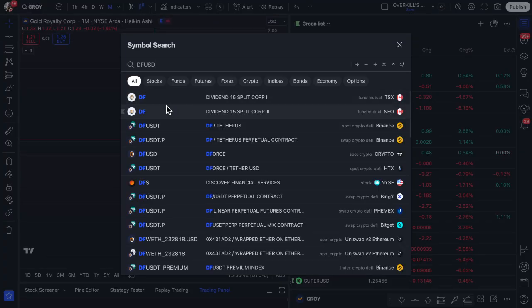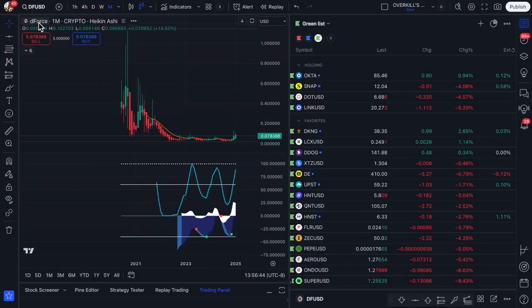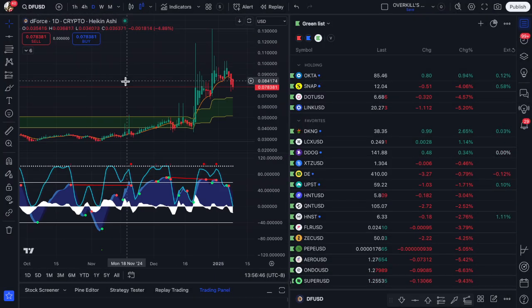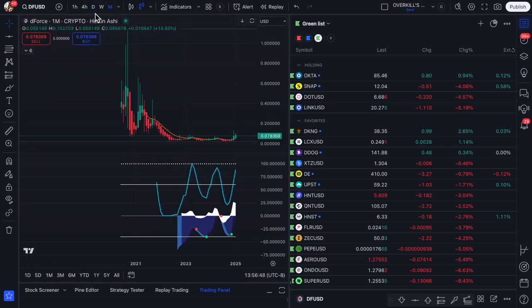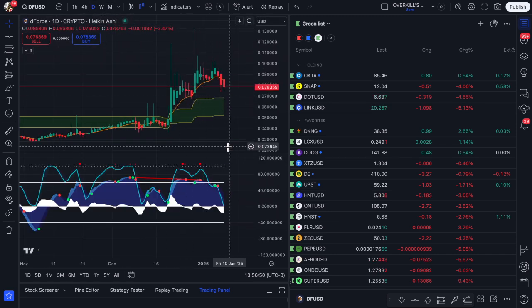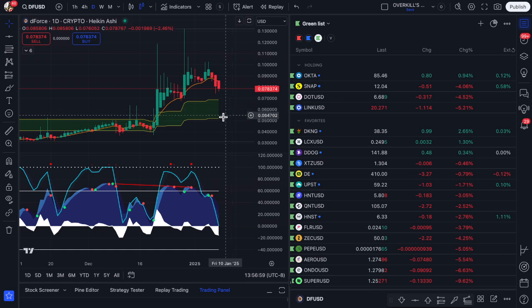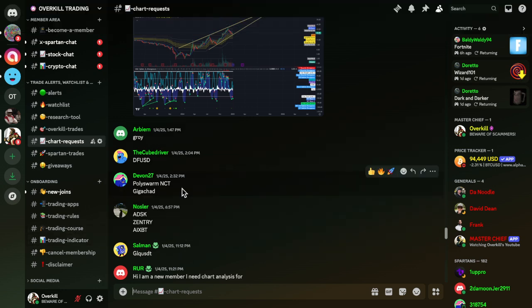DF. D-Force. Monthly's pointing up, looks interesting. Let's just wait till that thing gives us a green dot on the daily. I like this one. Long, strong trend. Looks more like a meme coin to me. I don't know what it does, never heard of it, but wait till that thing dips down there into the golden zone and gives you a green dot. Bouncing off of either 7 or 6 is where I'd want to enter.